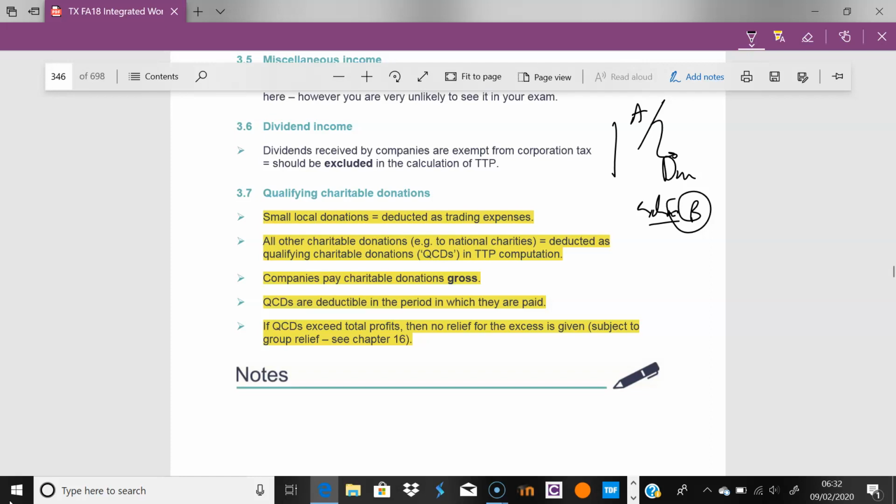QCDs, like I've said. What we can allow for QCDs is what's actually been paid. Hopefully, as we see examples, we'll see what's going on. You pay them gross. It's not what we hope to pay, but what is actually paid, as you can imagine. That's that. And then let's move on.